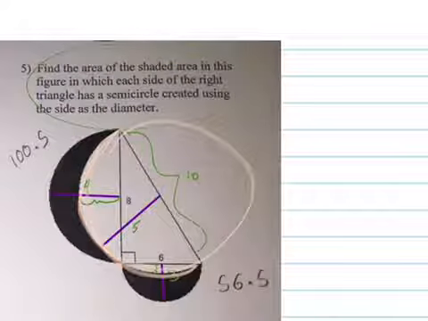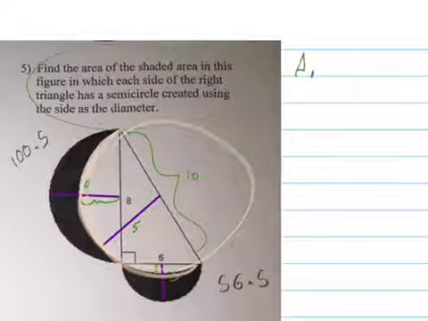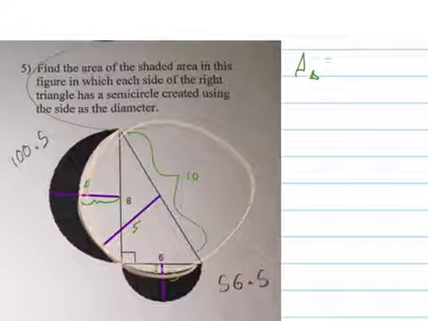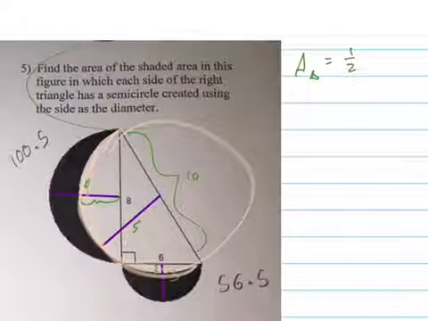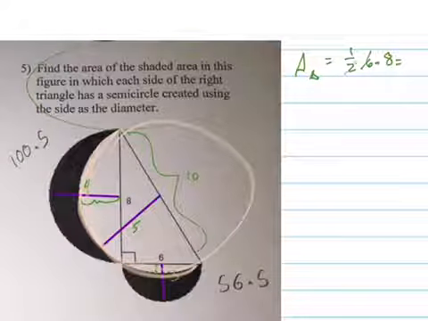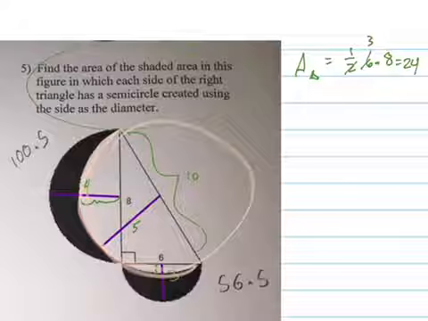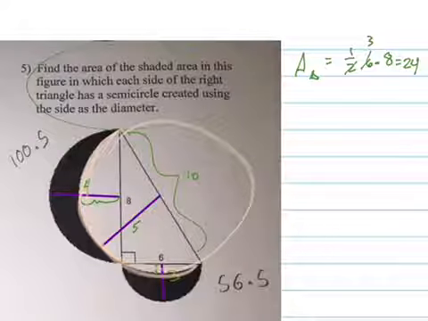So what we're going to have to do is find several areas. First of all, we're going to find the area of the triangle, the only triangle you see in here, which is 1/2 base times height. 1/2 times 6 times 8 equals 24. All right, that's the first one.